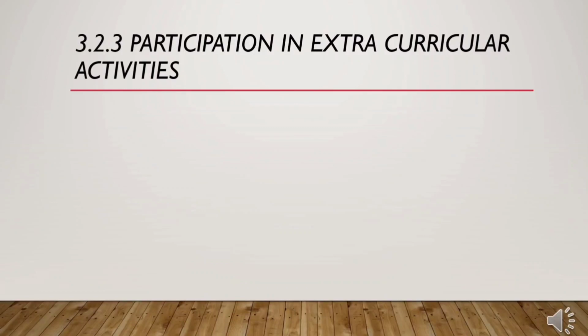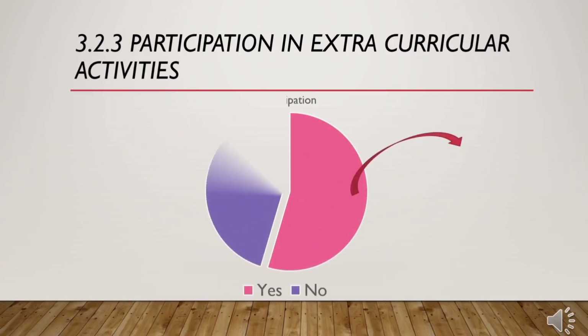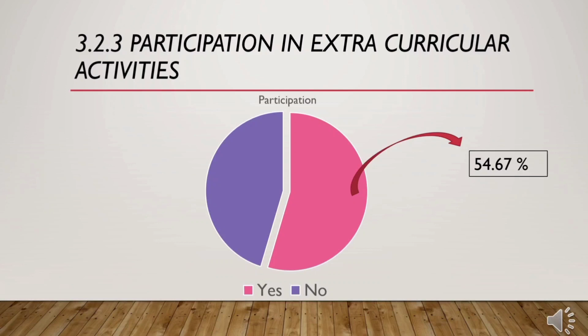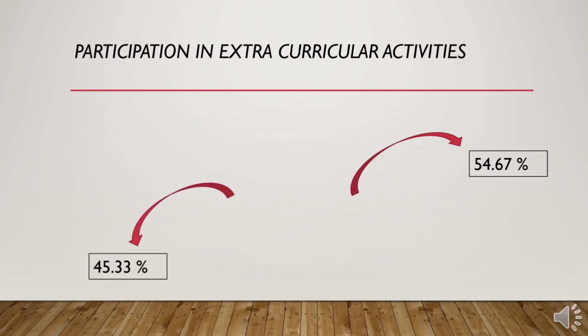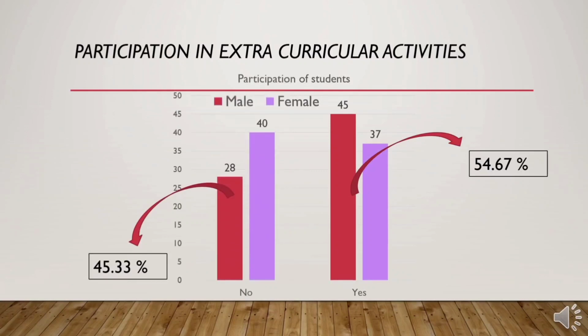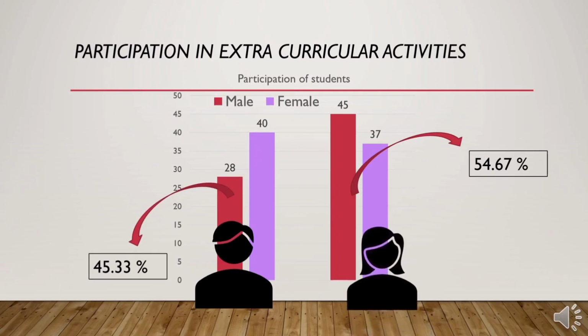Participation of students in extracurricular activities. 54.67% of students answered yes, they participate in extracurricular, and the rest, 45.33%, do not participate. Among this percentage of yes students, 45 students are male and 37 students are female. We can say that most of the male students join extracurricular activities and most of the female students do not join. Male students are more active than female students.